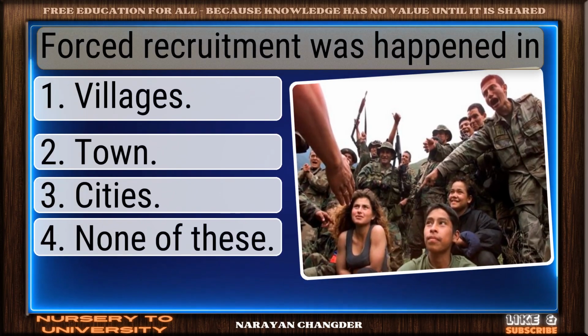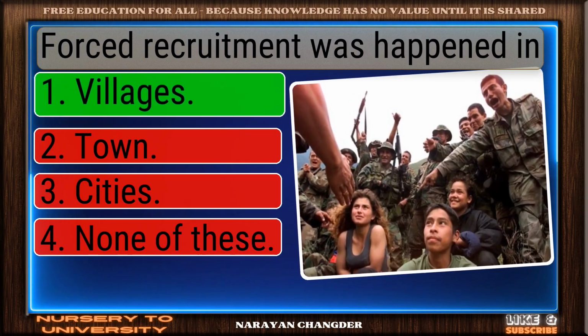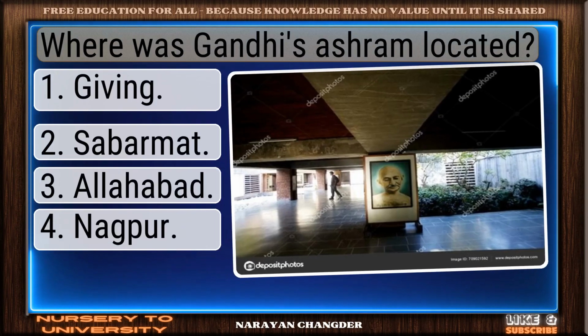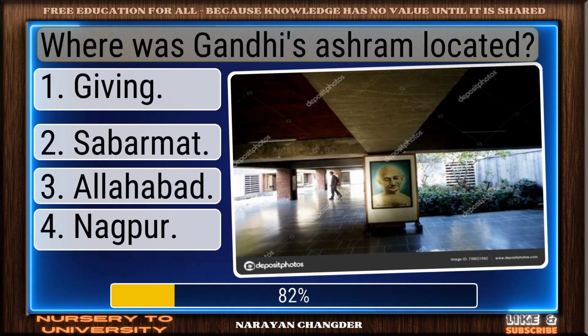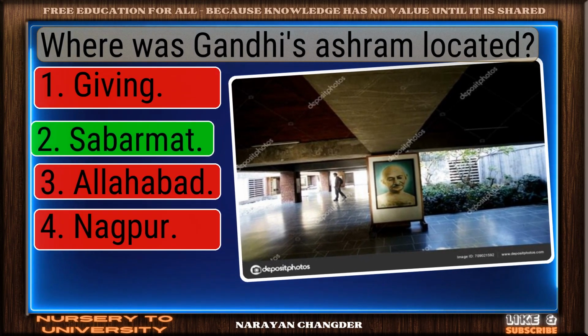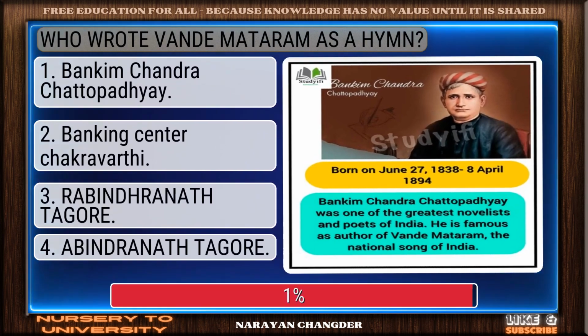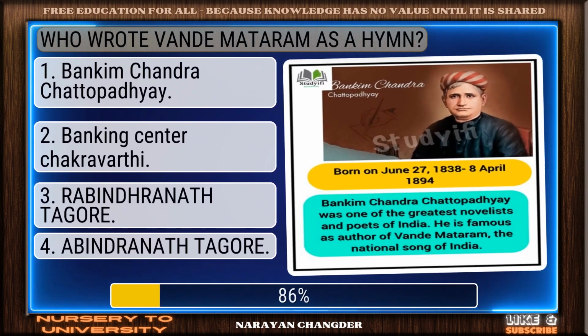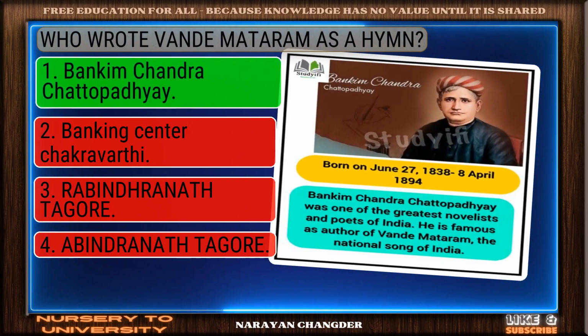Forced recruitment was happened in. Clear logic. Villages is sound. Where was Gandhi's ashram located? On track. Sabarmati is correct. Who wrote Vande Mataram as a hymn? Good job. Bankim Chandra Chattopadhyay works well.